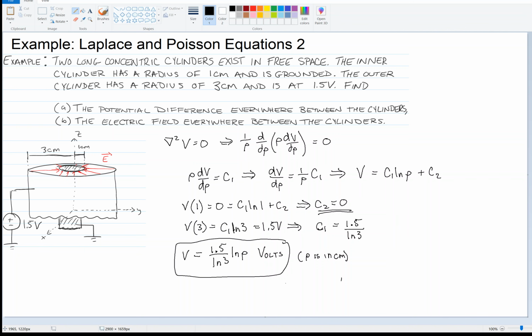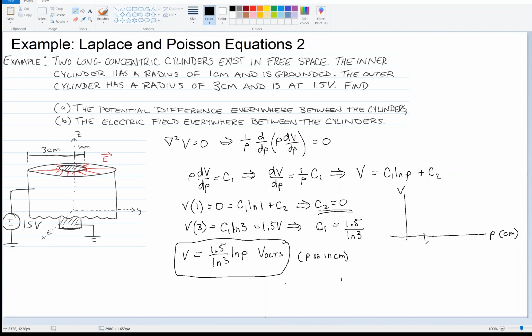So we know that the outer cylinder is at 1.5 volts and the inner cylinder is at 0 volts. So how does it change? Well, it changes according to this expression. So we can graph that change. This is called the voltage profile, or the potential difference profile, and I'm simply graphing this equation.